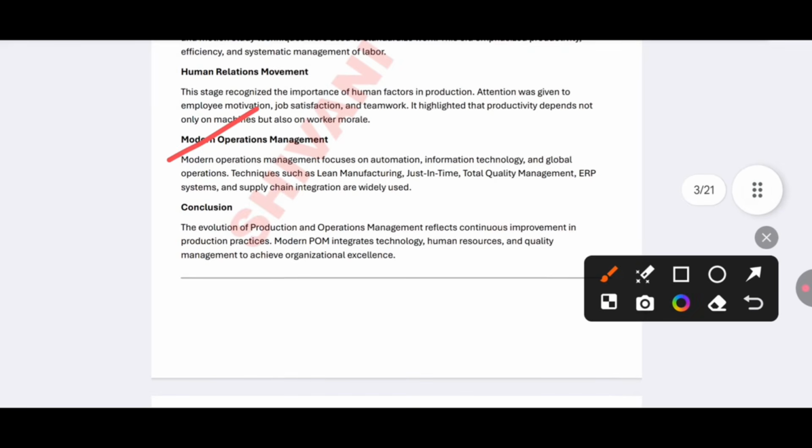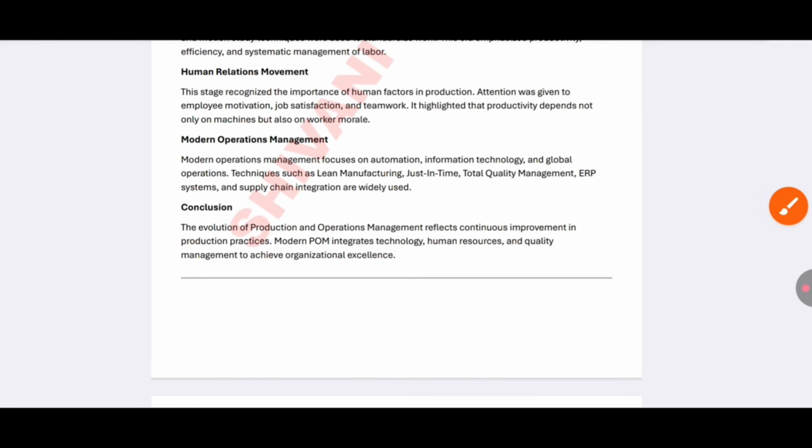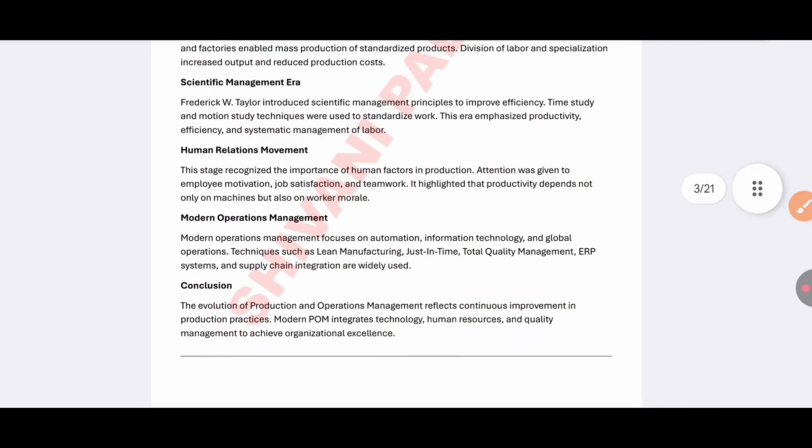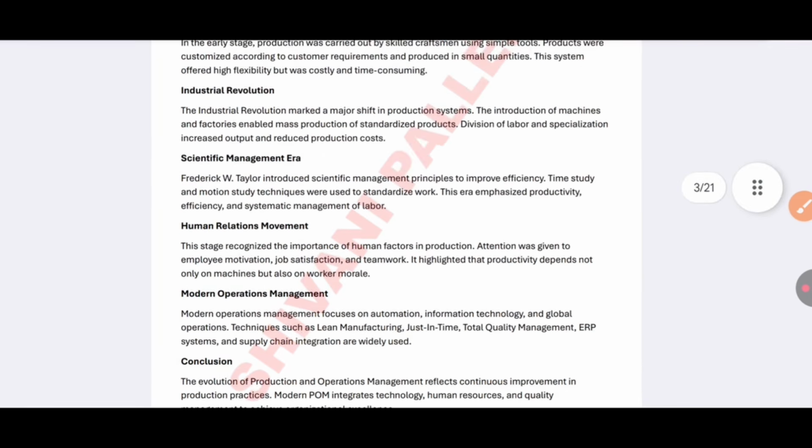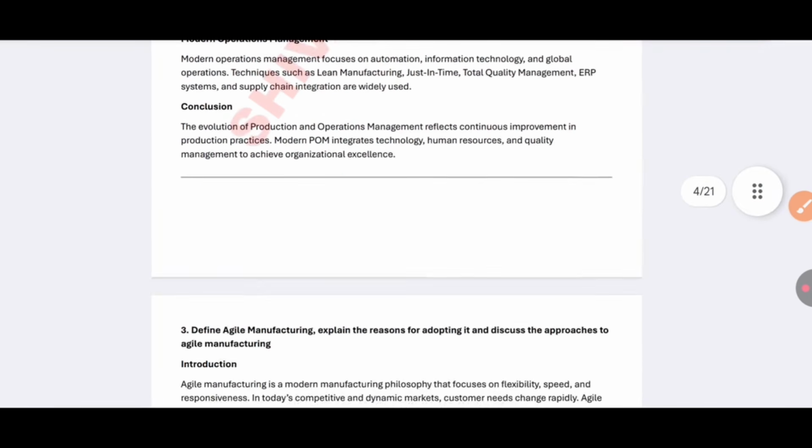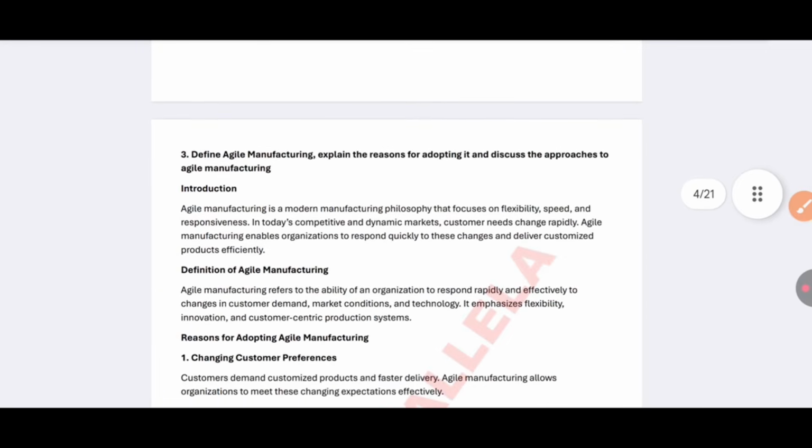Next one, modern operations management. We have just in time, total quality management, ERP, supply chain integration, these types of things used in modern operations management. So there have been so many evolutions in production and operations management: craftsman, human relations, scientific management, industrial revolution, like this. Okay, and the last answer is about agile manufacturing.